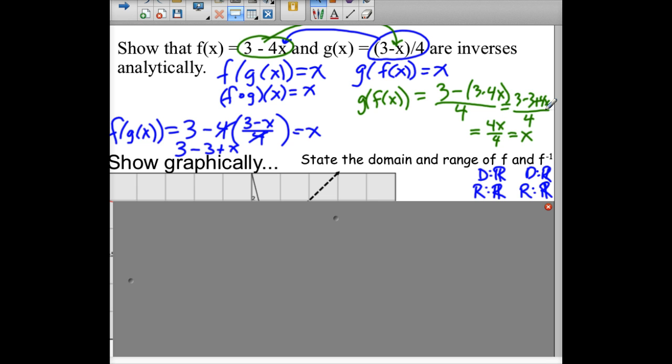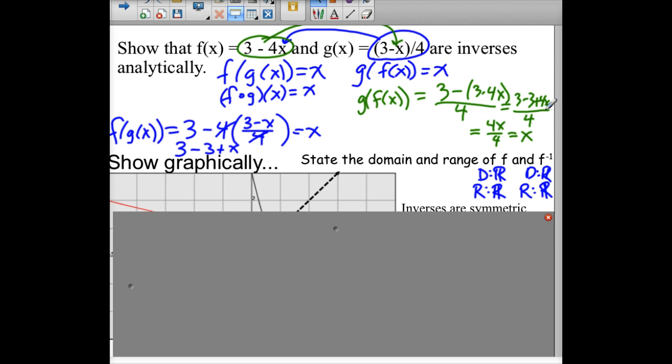Things that you would look for in domain and range would be restrictions, like if something is under a square root, then you don't want to have a negative under a square root. Or if you're dividing by x. Here we're dividing by 4, that's fine. But if you're dividing by x, you can't divide by 0. Or dividing by any quantity with an x in the bottom, whatever would make that quantity equal 0. You can't have that in your domain.